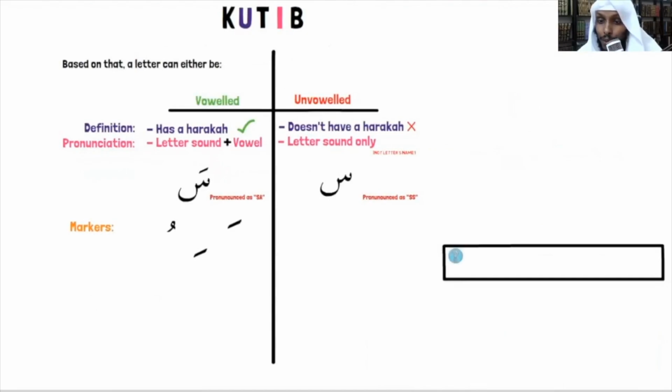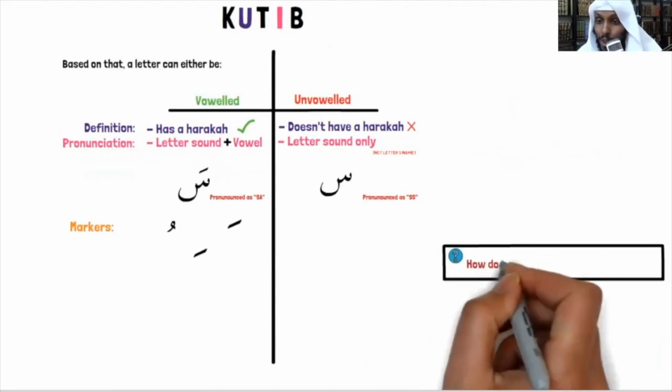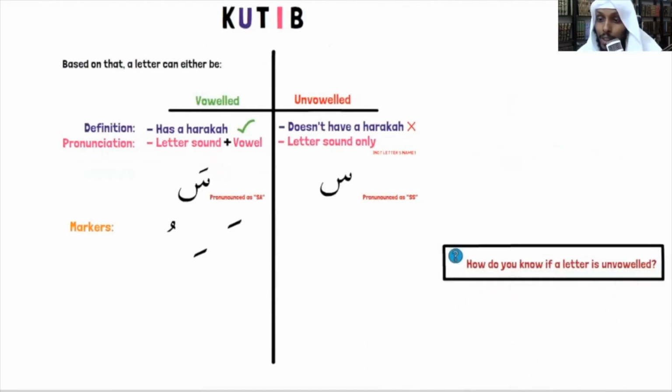Let's ask a question first, which we asked in WooClap a minute ago. How do you know if a letter is unvoweled? And what did we say? We said there are two ways to answer it: the logical way and the technical way, right? Let's start with the logical way. If it lacks a haraka, it's unvoweled.